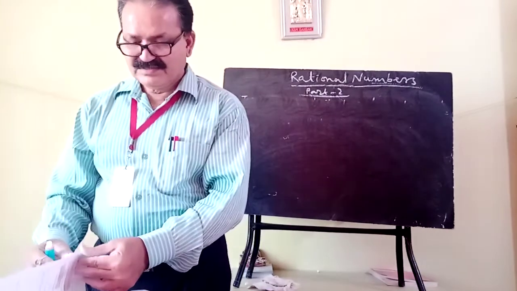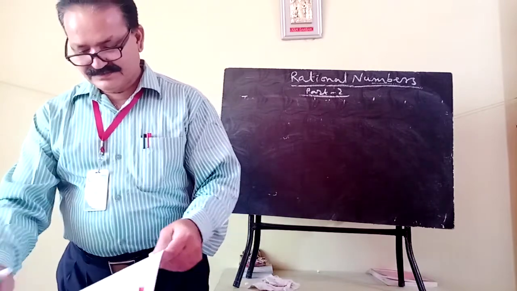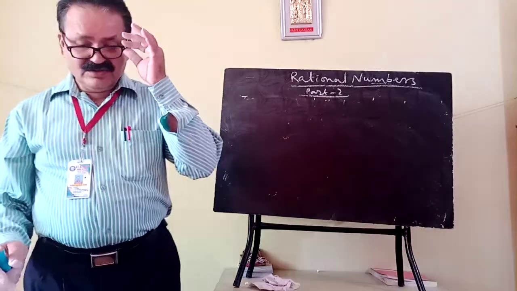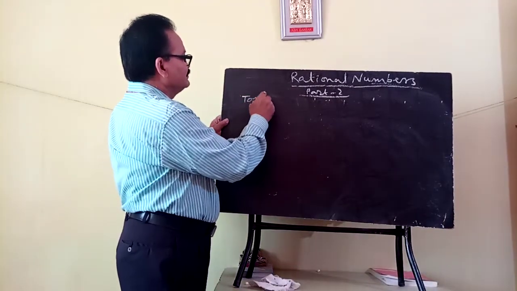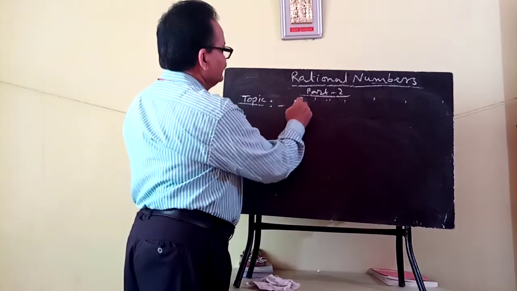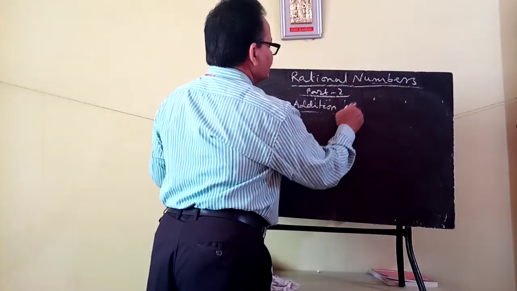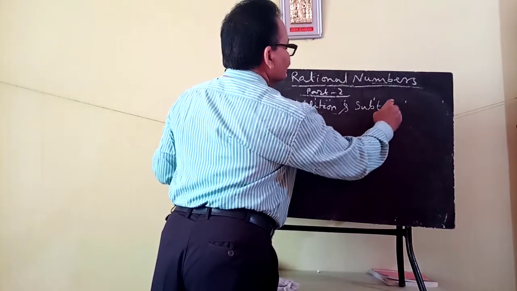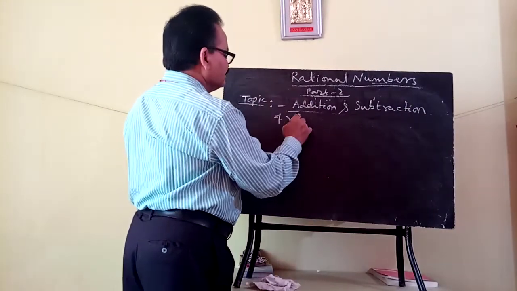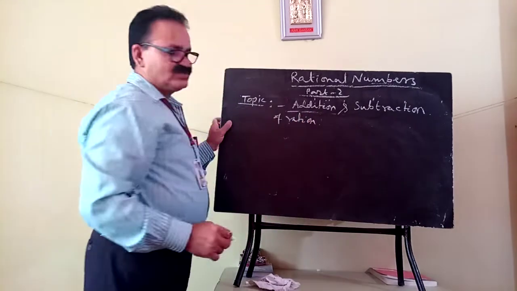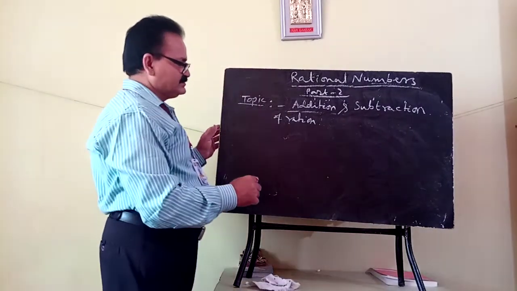So your next part of the rational numbers is addition and subtraction of rational numbers. So two rational numbers can be added to each other.